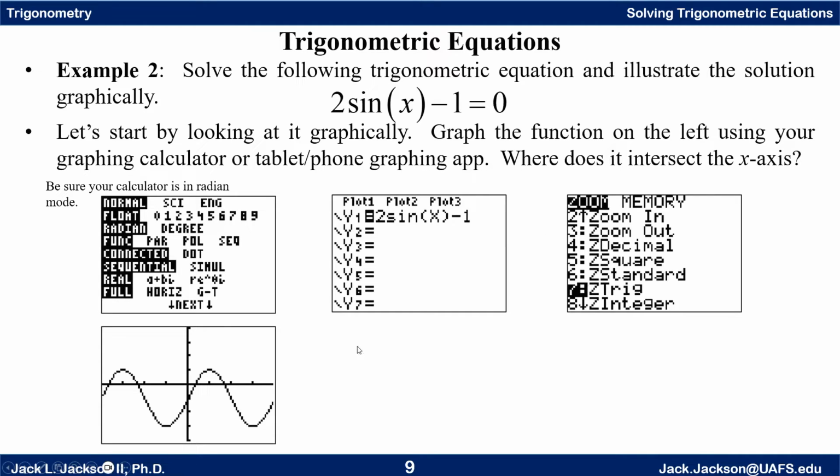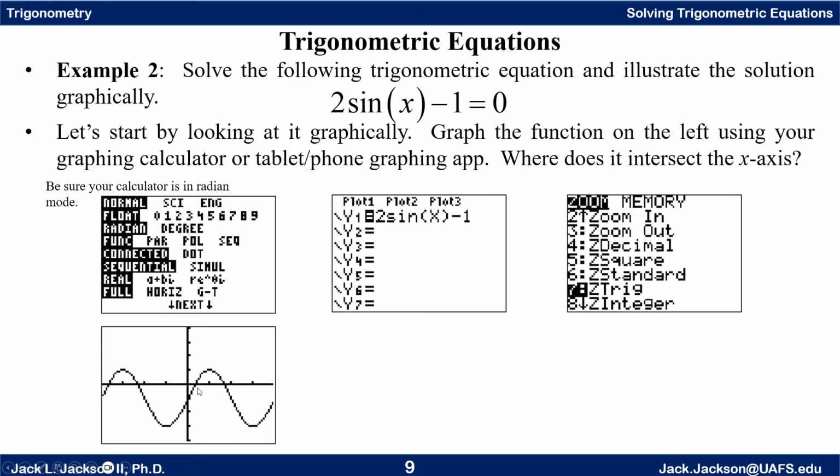Zoom trig sets up a standard window where the tick marks on the x-axis are spaced out at a spacing of pi over 2. So this is 0, pi over 2, pi, 3 pi over 2, just off screen is 2 pi, and so forth. And going up and down, the marks are in ones. So this is 1, 2, 3. And so we can see a graph there.